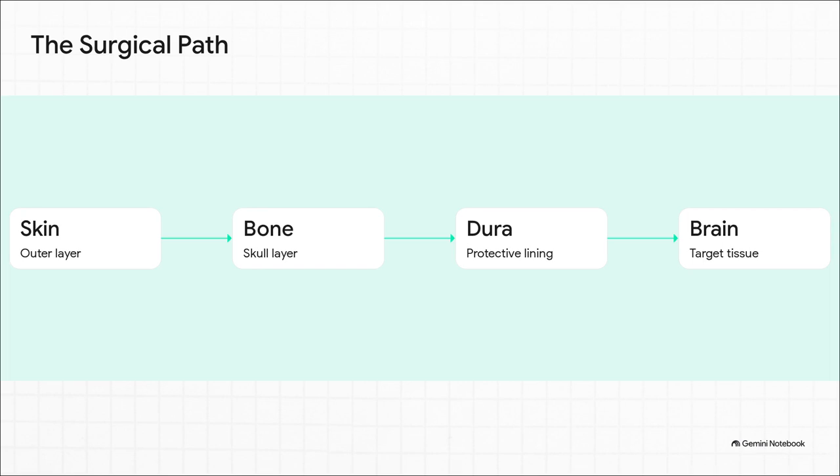First, the surgeon starts at the skin. Next, they cut through the solid bone of the skull. Then they carefully open up that tough, protective lining called the dura. And finally, they reach the delicate brain tissue. Throughout this whole process, the absolute priority is reaching the problem area while causing the minimum amount of trauma to the healthy tissue around it.